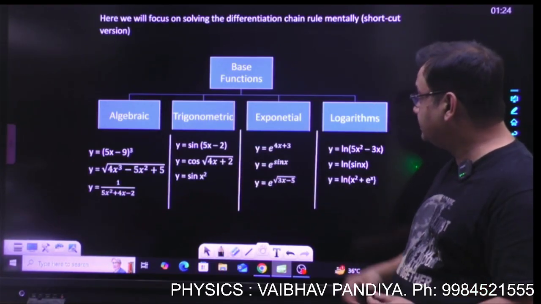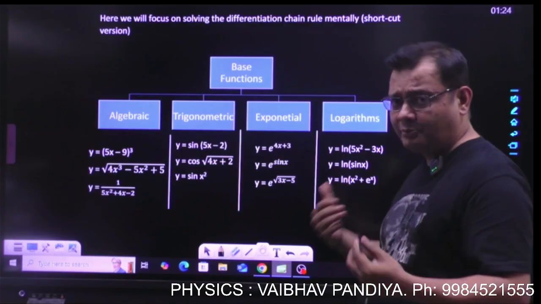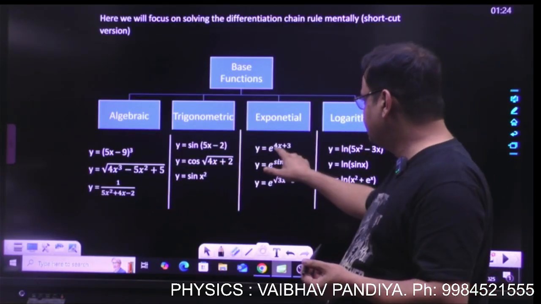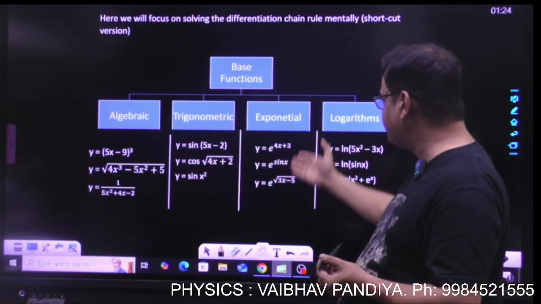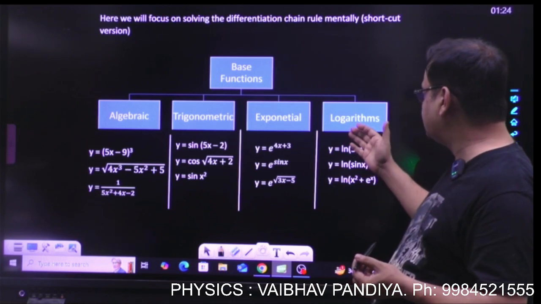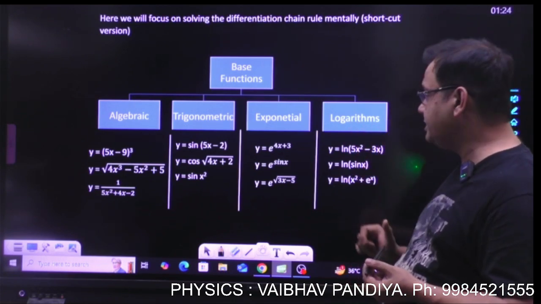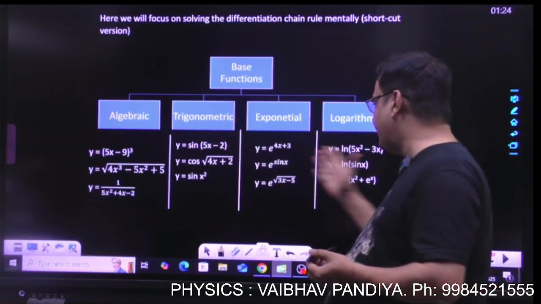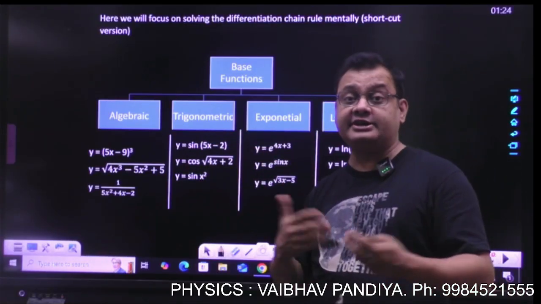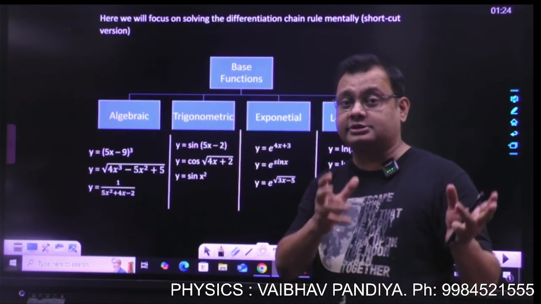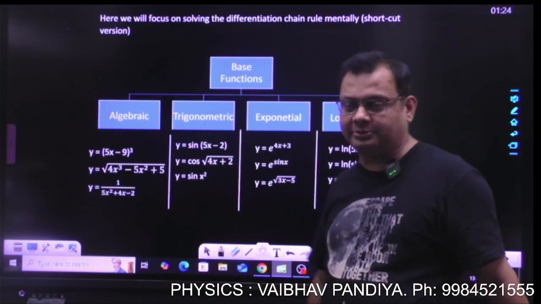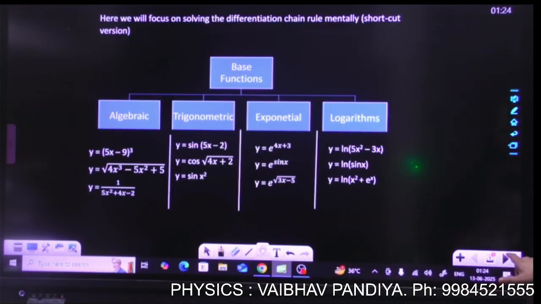Then we will explore the variety of exponential function, more precisely natural exponent, e index of something like these functions, and then we'll see the logarithmic functions like ln 5x square minus 3x, ln sin x. Okay, so we'll see there are variety of expressions which can be solved very easily by applying the shortcut, or you can say the mental approach of the chain rule of derivatives.